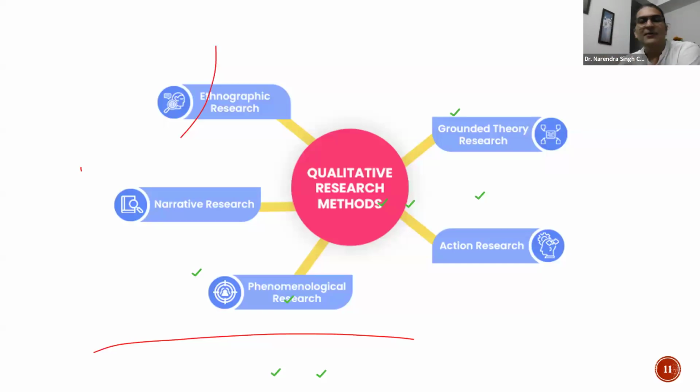Ethnography, as I told you, is all about the culture and the community. You want to understand how they behave, how they live, and all that. Grounded theory research, as I told you, is largely used for generating theories. Action research we largely do so that whatever immediate problem we have in our hand, we can resolve it, and that is why action research is taken. Phenomenological, to understand the phenomena, as simple as that.